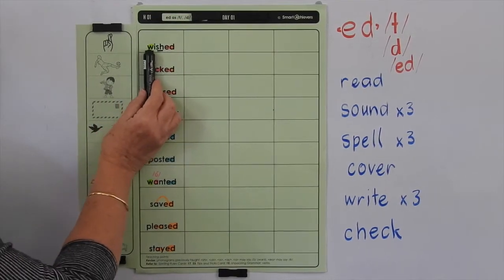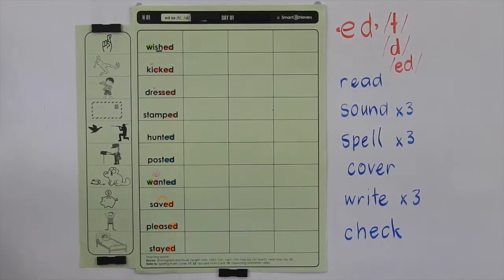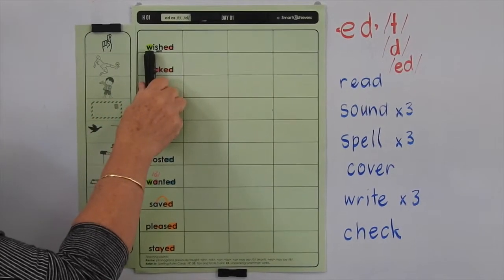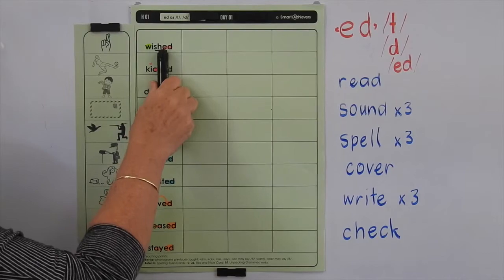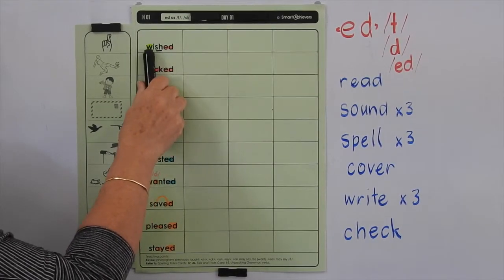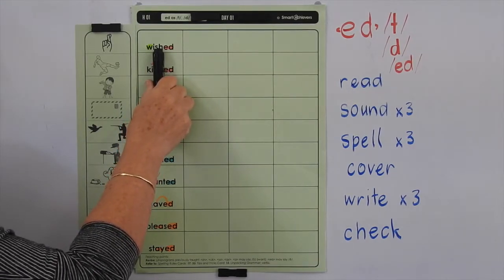Okay, let's read these words, sound them, and spell them, and then cover them while we write them. So we're going wished, w-i-tched, w-i-tched, w-i-s-h-e-d, w-i-s-h-e-d.